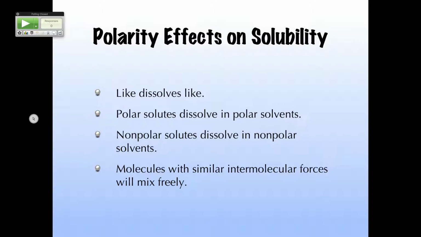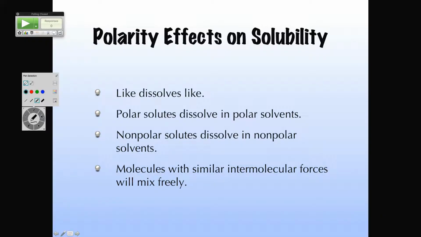Okay, so we're going to talk about solubility today. It's real straightforward. You've already talked about it before. The big thing is like dissolves like. Typically polar things dissolve in polar solvents, and nonpolar things dissolve in nonpolar solvents.